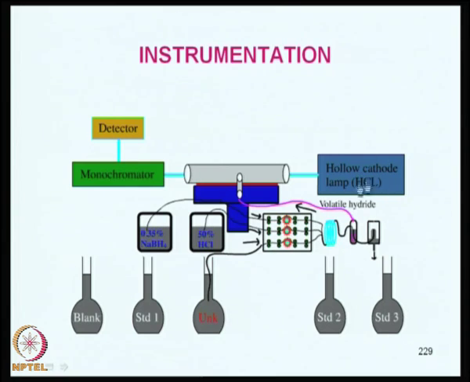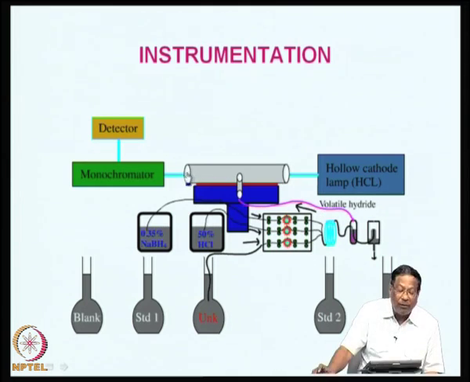You do not have to do anything except that you take this sample, add NaBH4, add acid, collect it and bring it here, and then dry it, and from there you just have to connect it. And sometimes both these windows are open, so that hydride can escape from this side, from the sides also.